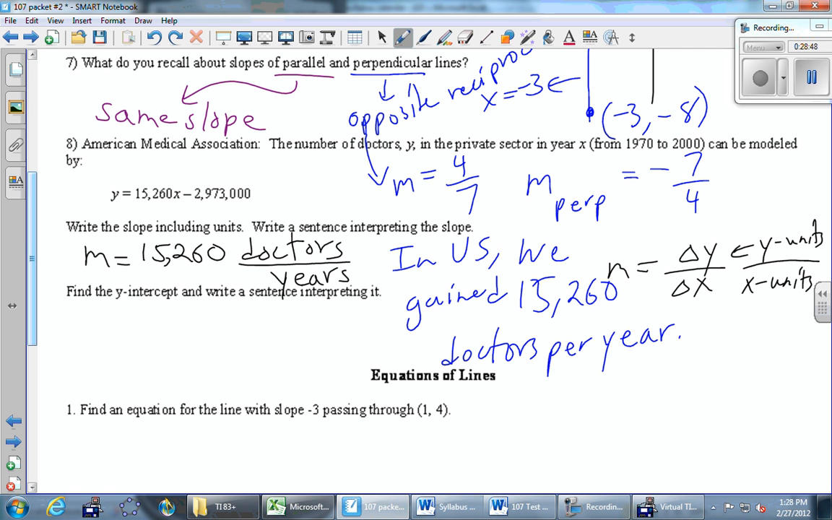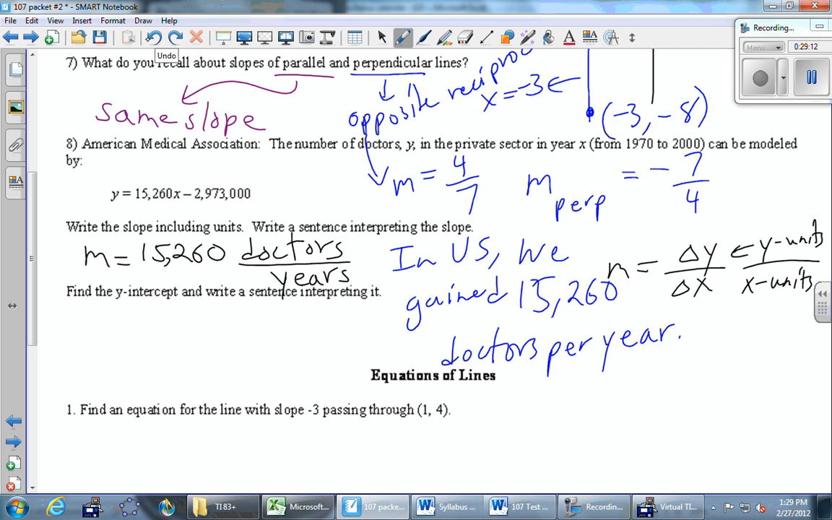I said gained. How could I change the equation just a tiny bit to make it we lost 15,000 doctors every year? Yeah, it was a positive 15,000, but if it had been a negative 15,000, then we would say we lost 15,260 doctors per year. They retired or they quit, they did something, they're not doing medicine anymore.